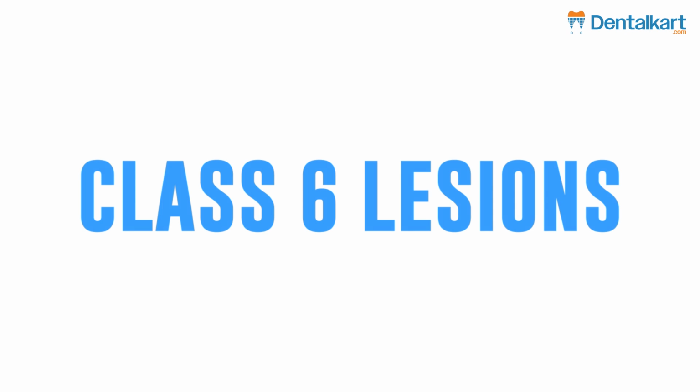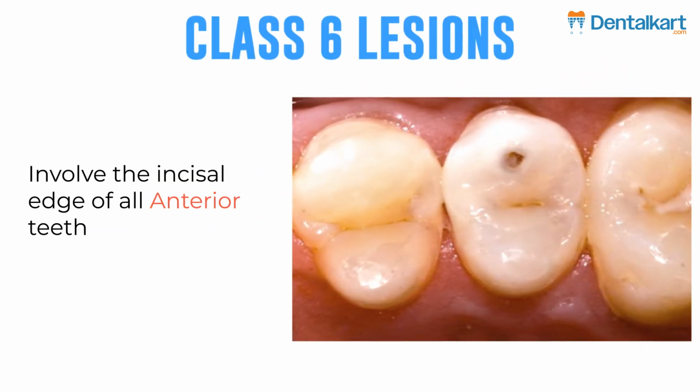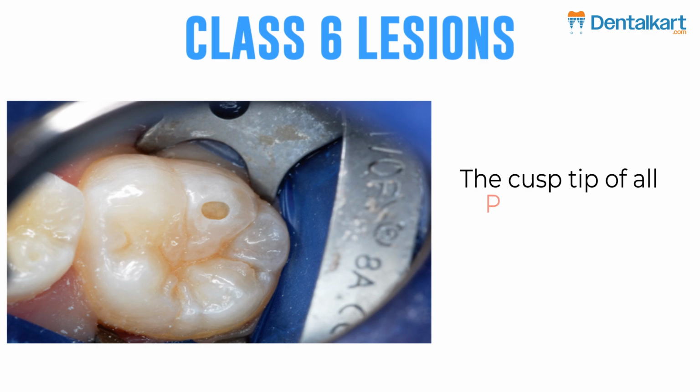Class 6 lesions involve the incisal edge of all anterior teeth and the cusp tip of all posterior teeth.